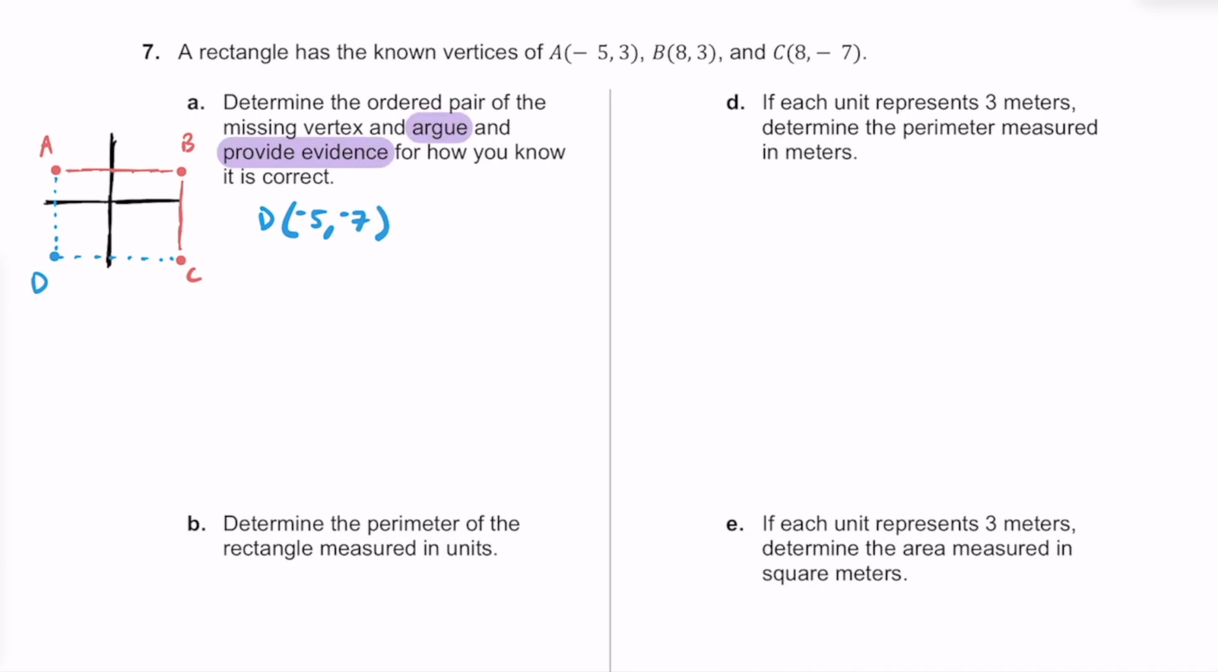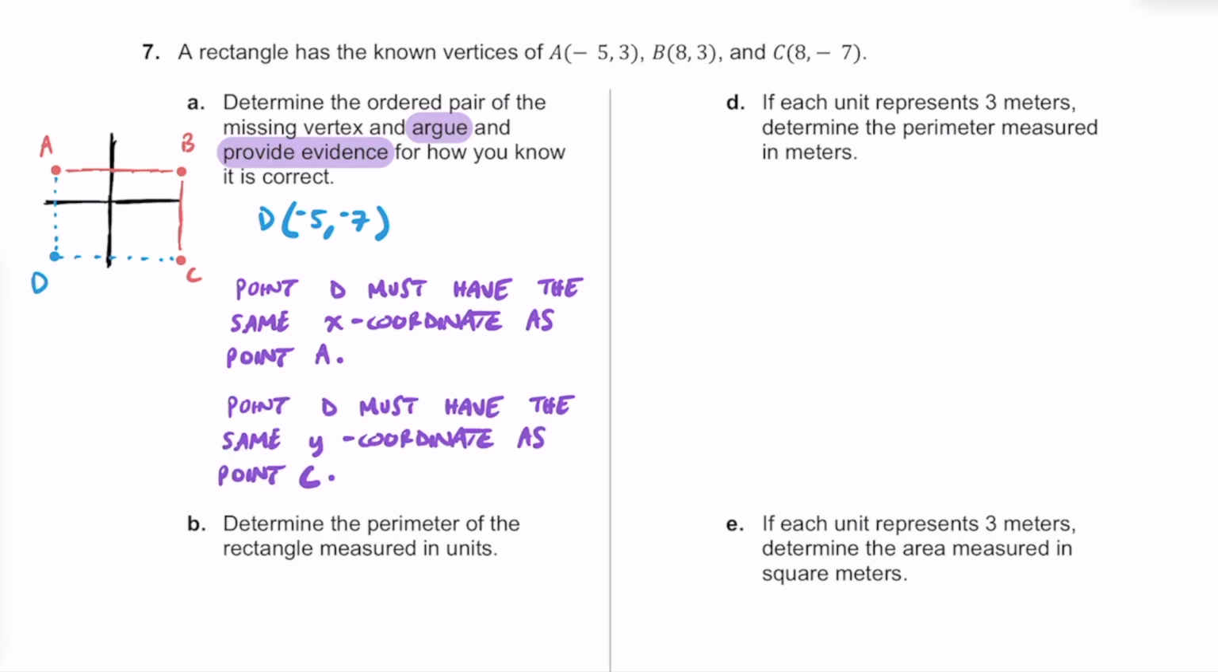So in terms of making an argument and providing evidence, we should say something along the lines that point D must have the same X coordinate as point A, just because it is above or below it, and that point D must have the same Y coordinate as point C because it is next to it, or horizontal to it. Point A and point D are vertical to each other, so they share the same X coordinate, and point C and point D share the same Y coordinate because they are horizontal to each other.